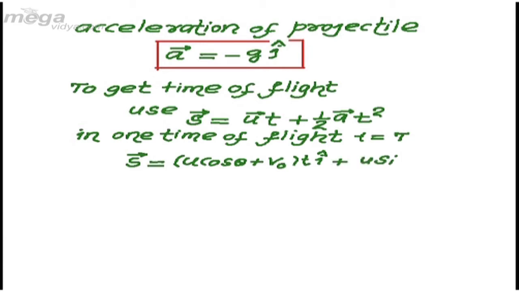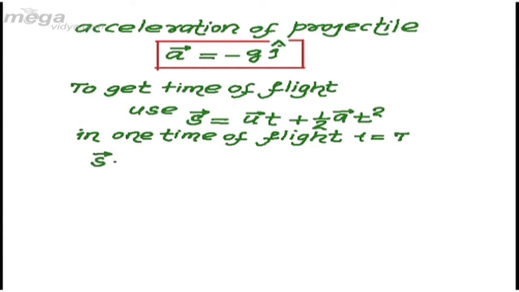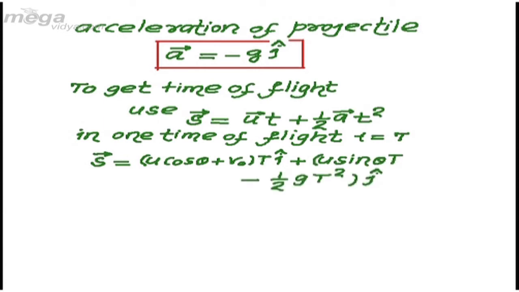plus (u sin theta T minus half g T square) j cap. So the displacement is (u cos theta plus v naught) into time of flight i cap plus (u sin theta T minus half g T square) j cap.